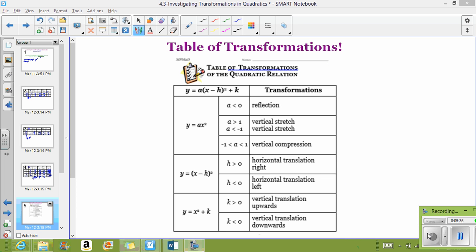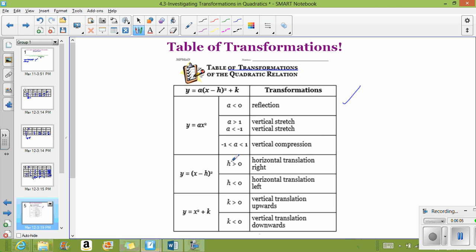So there's a handout posted on the class site, which just gives a list of the transformations. So just to recap, when the a value is less than 0, it is a reflection. That's called a reflection in the x-axis that opens up or down. So if it's negative, it opens down. If it's positive, it opens up. When the a value was greater than 1 or less than -1, this is a vertical stretch. When the a value is between -1 and 1, it is a vertical compression.